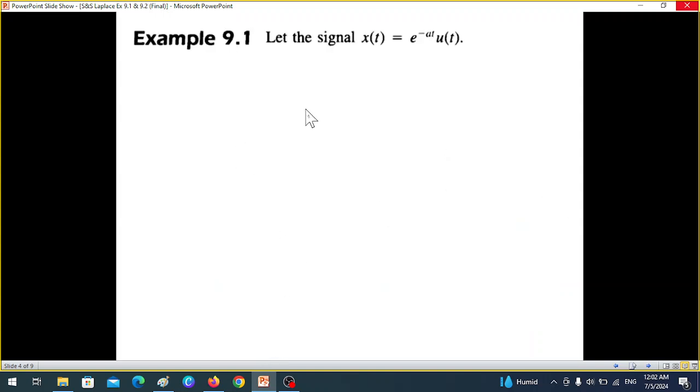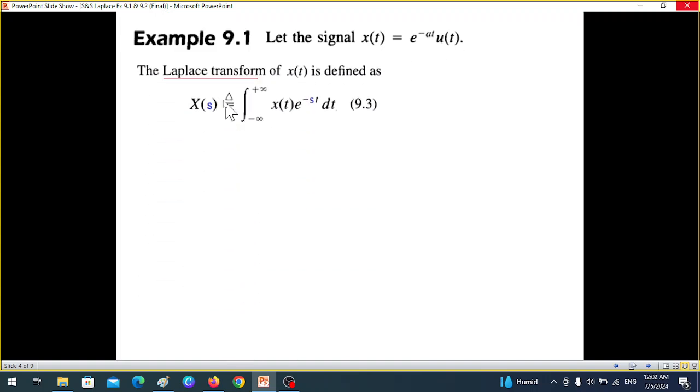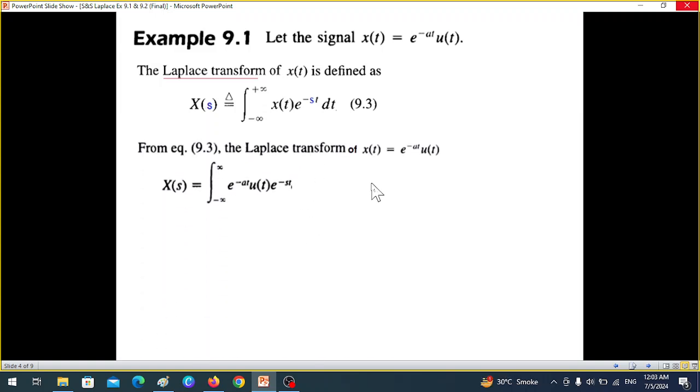Now let's come to the example. Signal x(t) is e raised to the power minus at u(t), and we know from the definition of Laplace transform, this X(s) can be written as the integral from negative infinity to infinity of x(t) e raised to the power minus st dt. And now for x(t) we replace the signal itself, e raised to the power minus at u(t), times e raised to the power minus st.